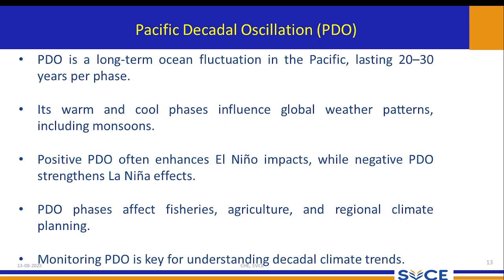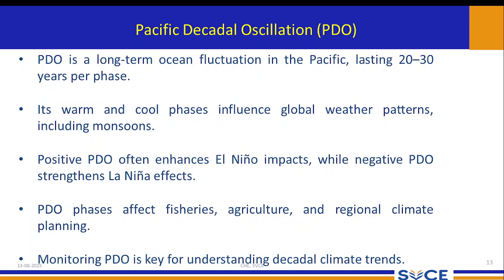Coming to the specific decadal oscillation. What is specific decadal oscillation? Any idea what it is? Specific decadal oscillation is a long-term ocean fluctuation in the Pacific lasting 20 to 30 years per phase.